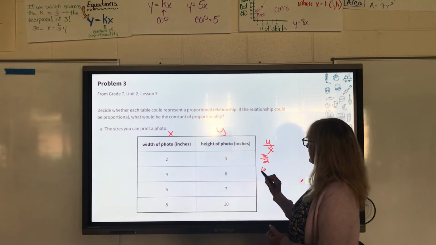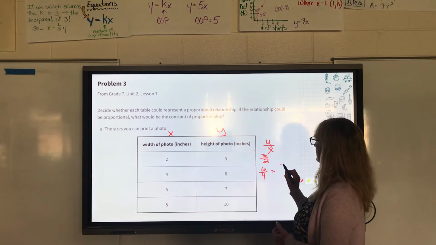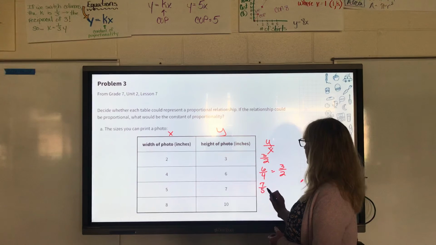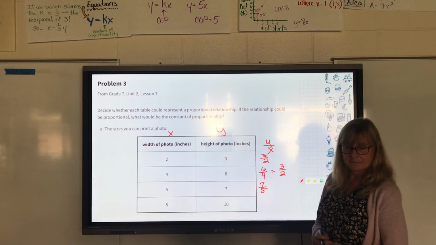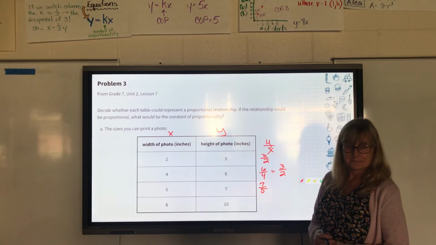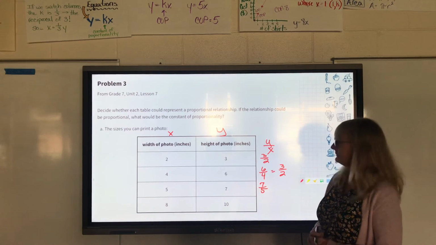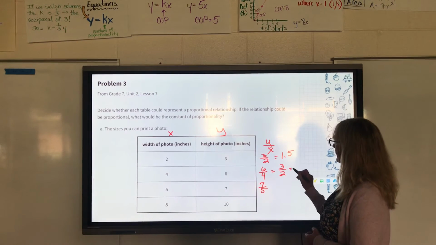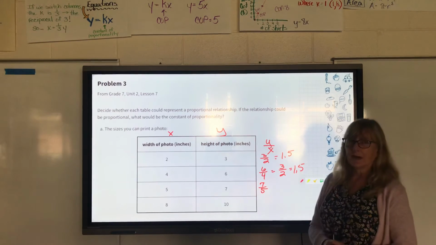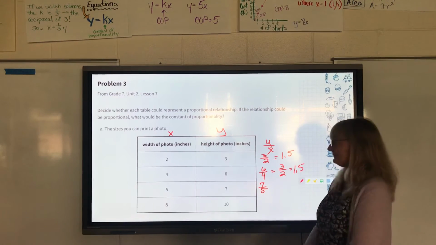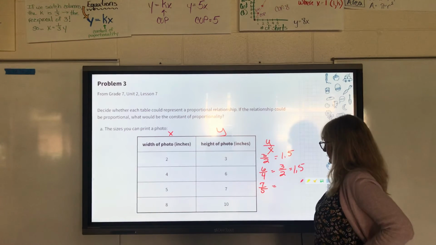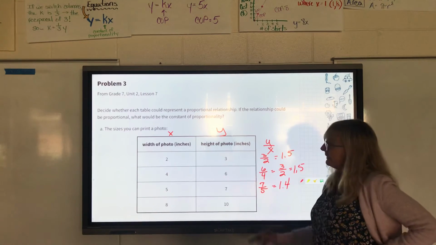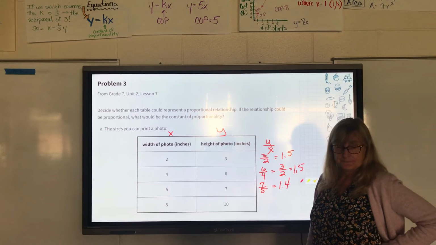This ends up being 6/4. Does that reduce to 3/2? Yep. Okay. This ends up being 7/5. Does that reduce to 3/2? 3/2 is 1.5. Take out your calculators. Do 7 divided by 5. Do I get 1.5? It's 1.4. Is this proportional? No.